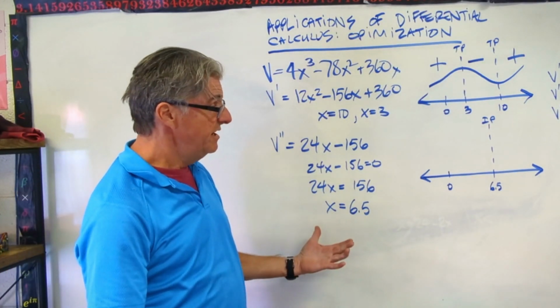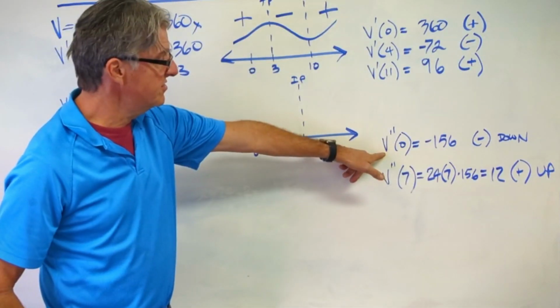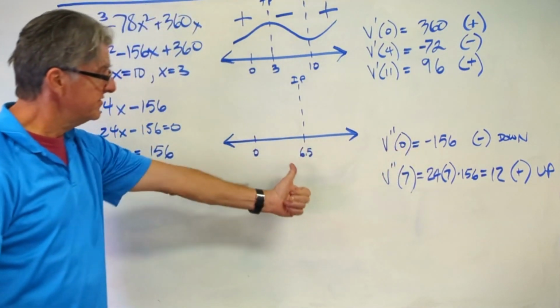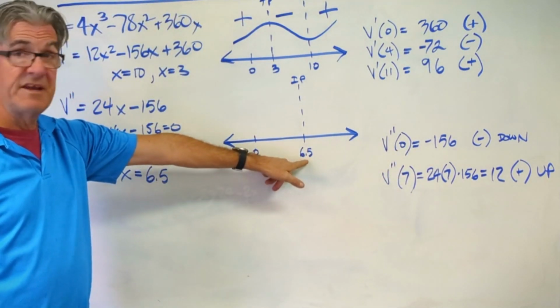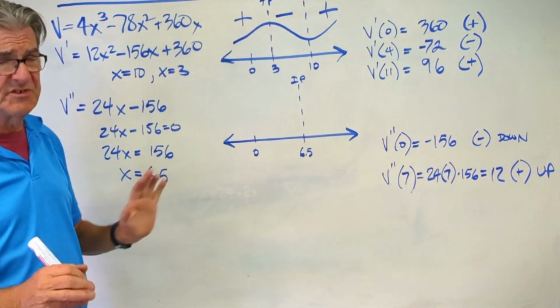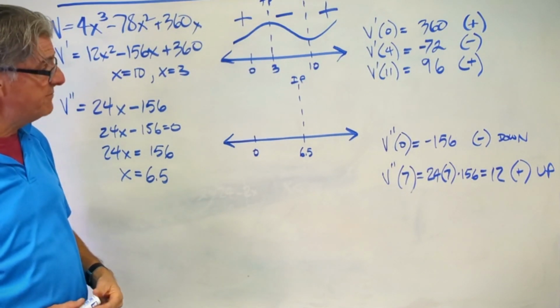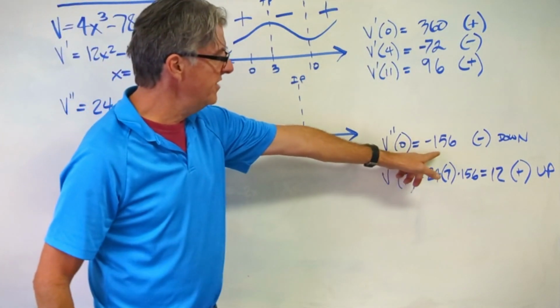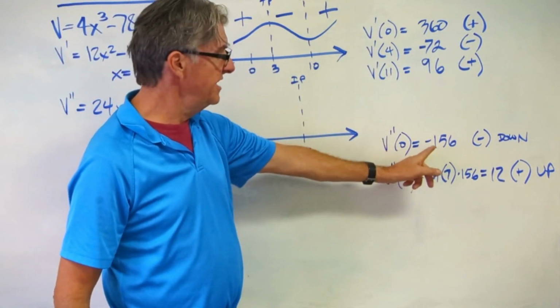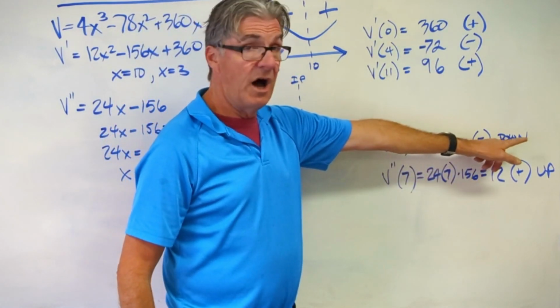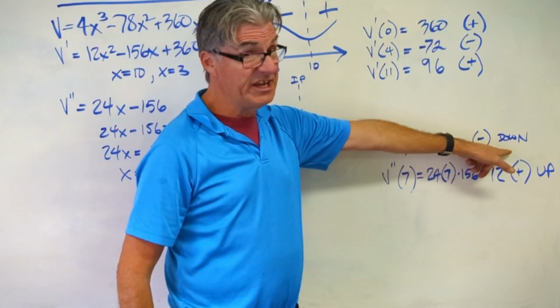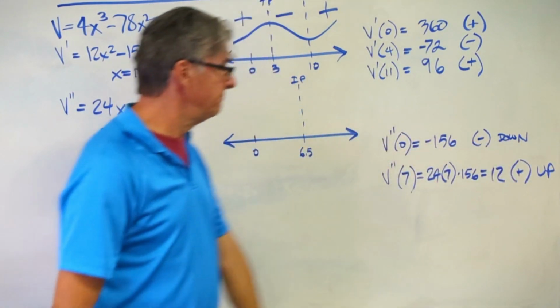Okay, so what I did is I tested my second derivative at 0, because that's to the left of my inflection point. 0 is always an easy number to test. If ever you can, use that, please. And that gives me a value of minus 156. It's negative, so the graph is concave down at that point.